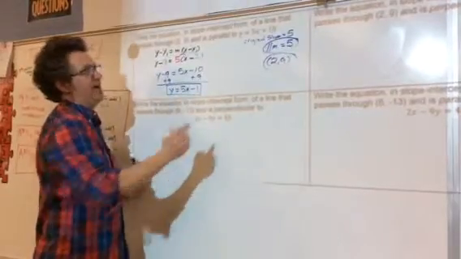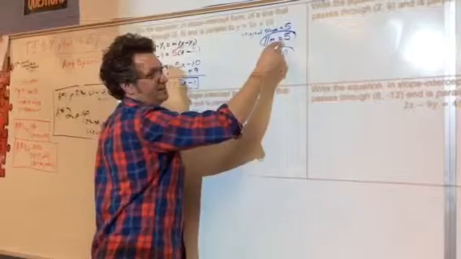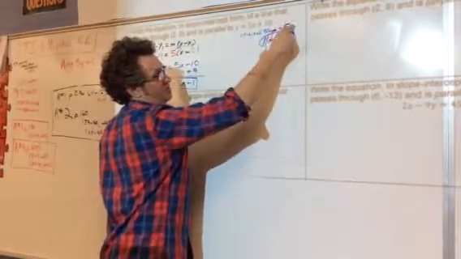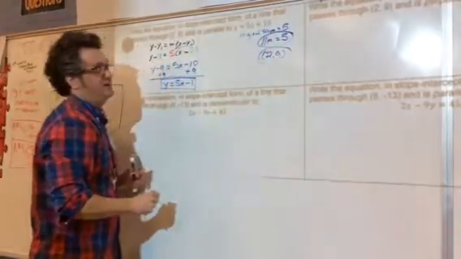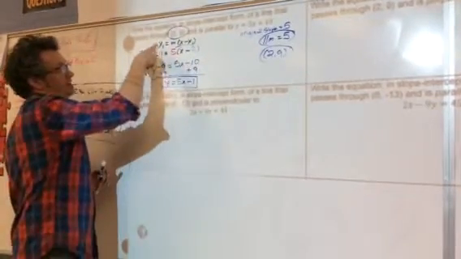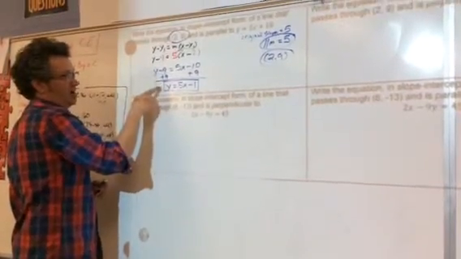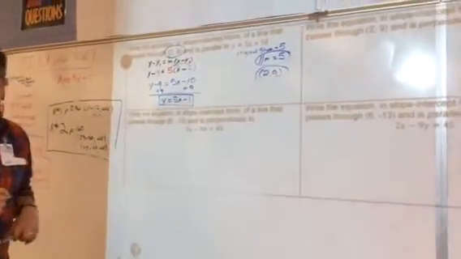So just a quick recap. We look at the original slope. If it's parallel, it has the same slope. So if the original slope is 5, the parallel slope is 5. We take the slope and the point we're given, and we plug it into the point slope formula, and then we solve for y and put it in slope-intercept form.